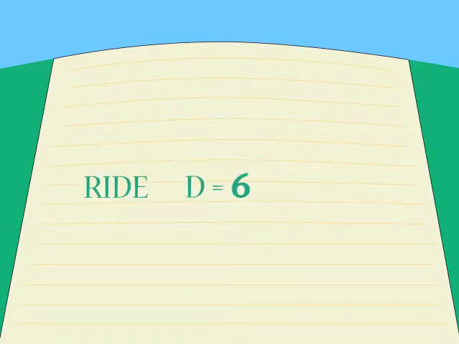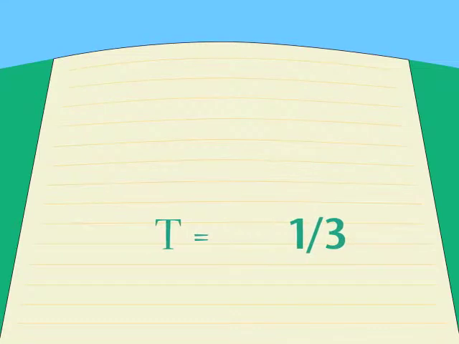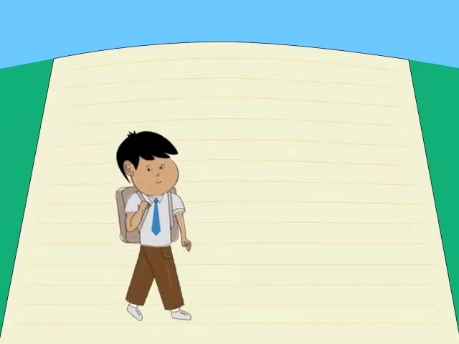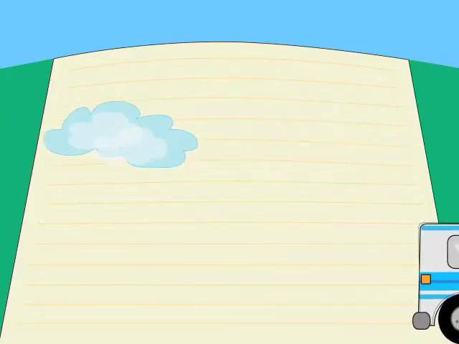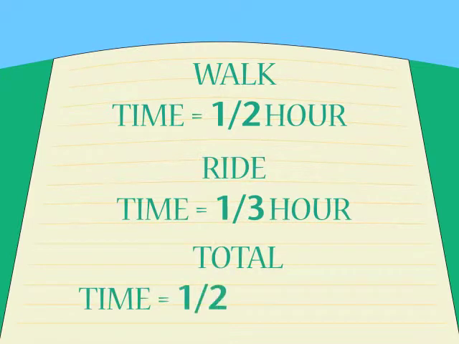The bus ride is 6 miles at 18 miles per hour. Using our formula, we see it takes 1/3 of an hour. Now, how long does it take you to get to work, walking and riding? Well, if your walking time is 1/2 hour and your riding time is 1/3 of an hour, then your walking and riding time must be 1/2 plus 1/3 of an hour, which is the same as 5/6 of an hour.